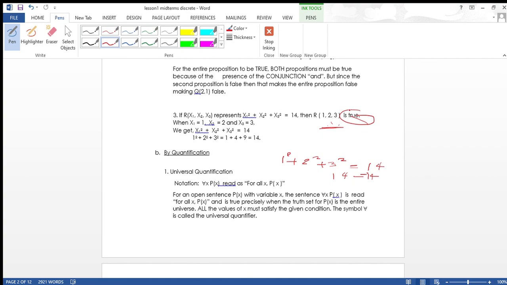Okay, so that's the first type. You can assign a specific value for the variable.